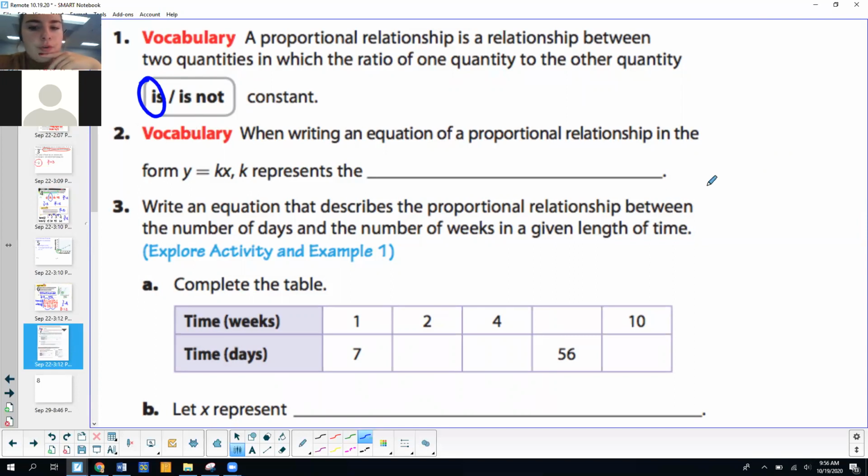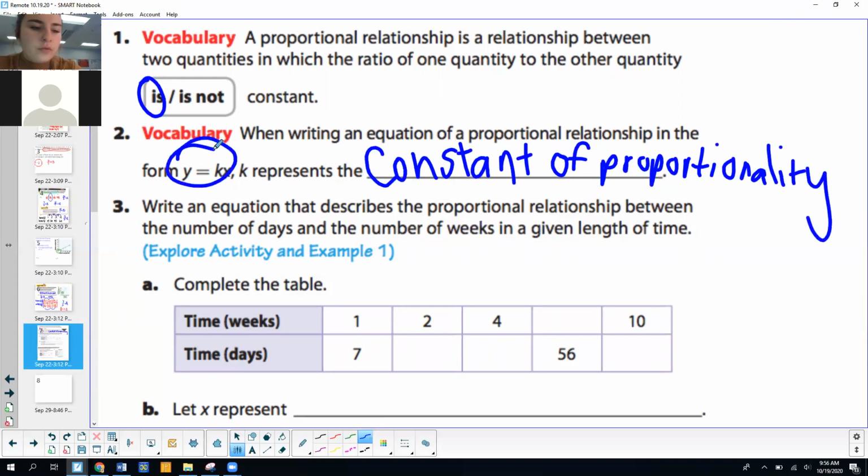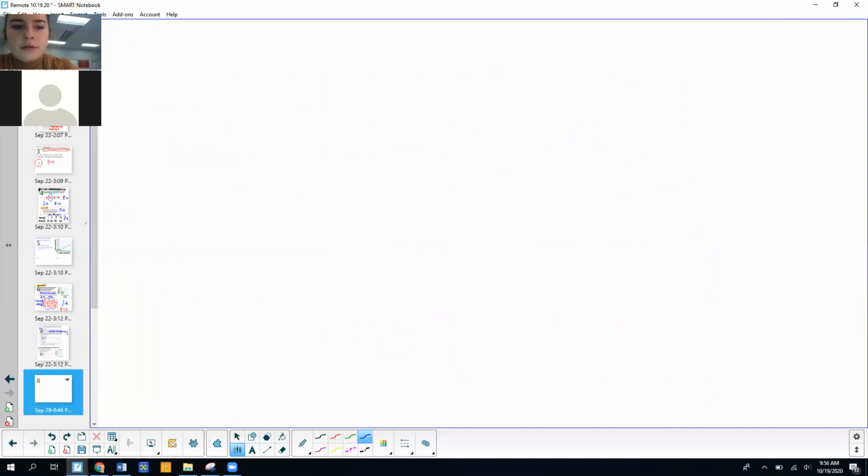When writing an equation of proportional relationship in the form y equals kx, k represents the constant of proportionality. So this is interesting. We see here we've got y equals kx. I want to show you guys something really quick. So our constant of proportionality equation was k equals y divided by x. Oh, that's kind of sloppy. Hold on. K equals y divided by x.